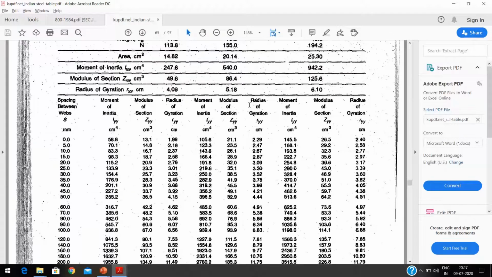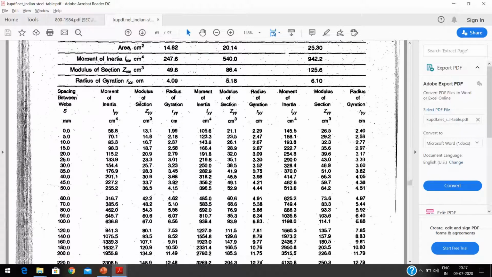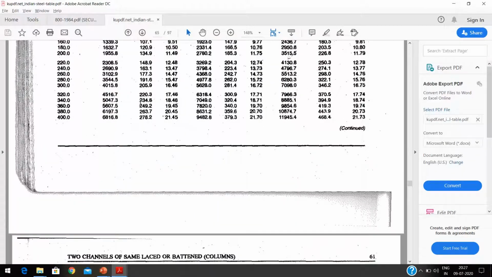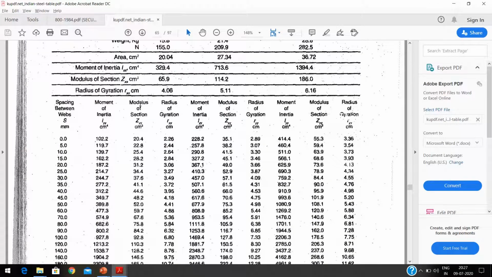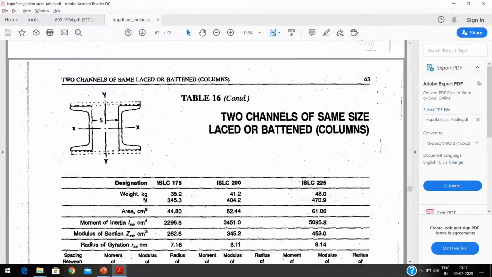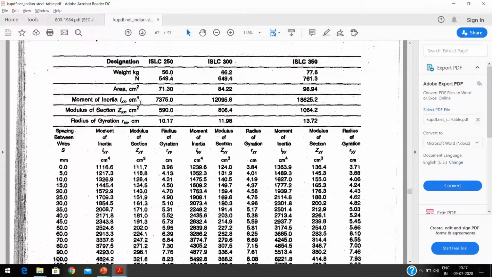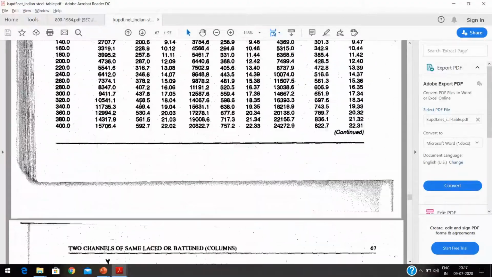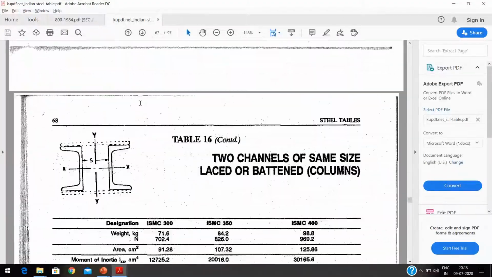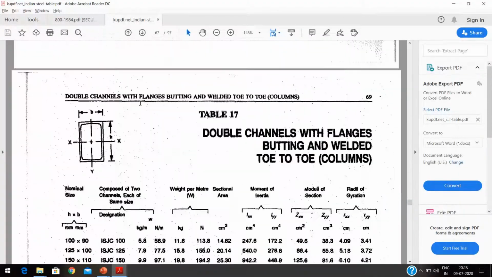Obviously the rx, zx and Ix remain the same, only the properties in the y direction are going to change. So all these properties have been given according to the particular spacing. These are some examples of this. This way you will find all the properties, and instead of calculating all the things, you will have a ready reference for this.